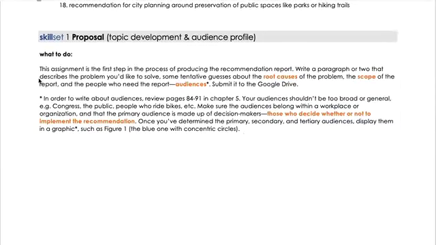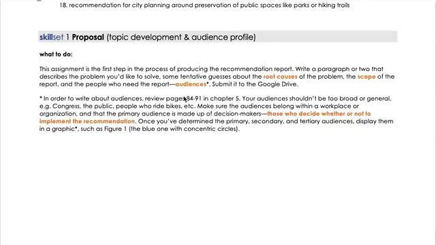In this section here on the handout for this week, there's a what to do. It asks you to write a proposal telling me what your problem is, so the problem that you'd like to solve. Some tentative guesses, so that just means, come up with something that you think might be the case now, it could change later, about the root causes of the problem. So why is this a problem? And the scope of the report, that means what types of things will you be researching, in what domains? And then finally, who are the people who will read this report? And that's who are your audiences.